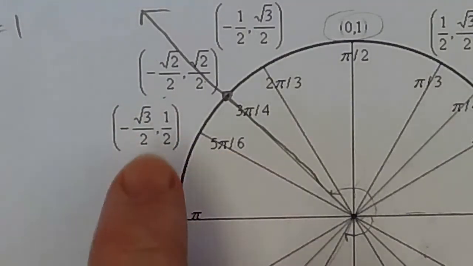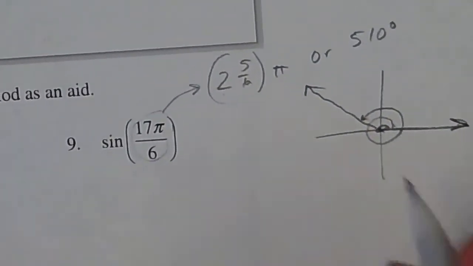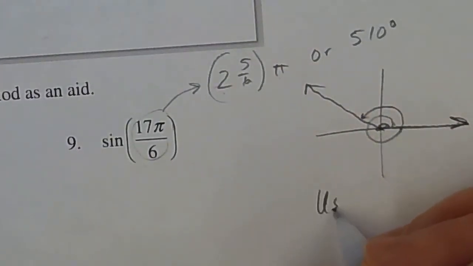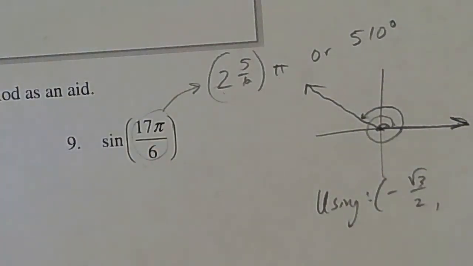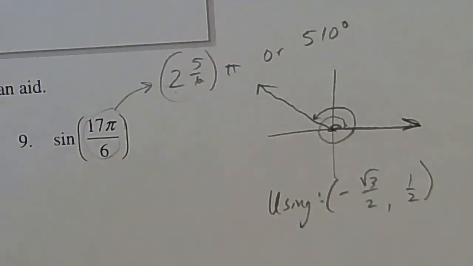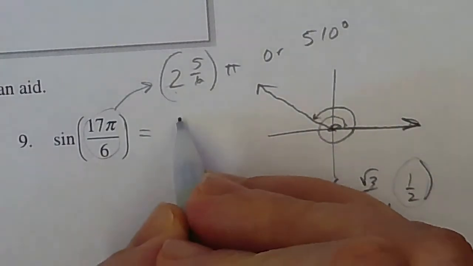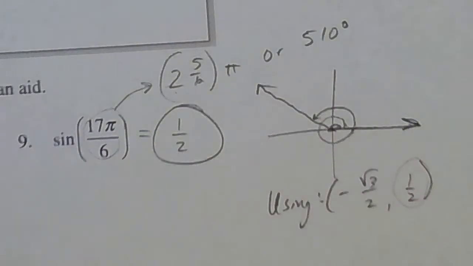So those are the coordinates I need, and I'm going to write that down on the next page now. Using, let's see, I think it was negative square root 3 over 2, and I think it was 1/2. Yep, positive 1/2. So we're going to use that coordinate to figure out what sine of 17 pi over 6 is. It's equal to y over r. This is my y value divided by 1, so my answer is 1/2.